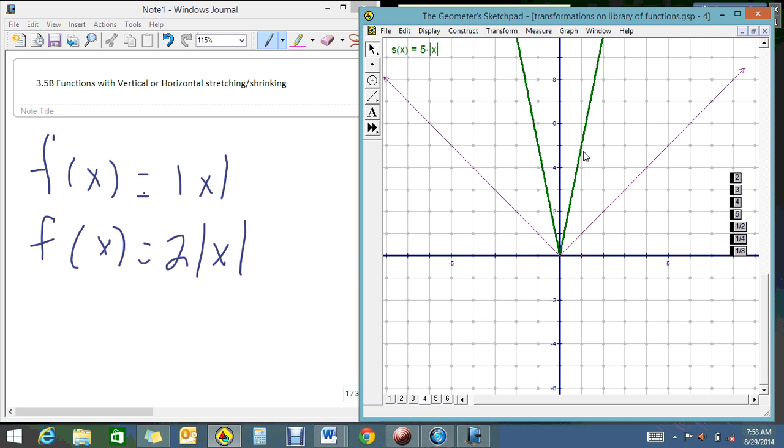So this one was 5, right? It looks like it's stretching it up, right? It's pulling it up. When we're coming down here with a fraction, it's almost like it's pushing it down, compressing it.